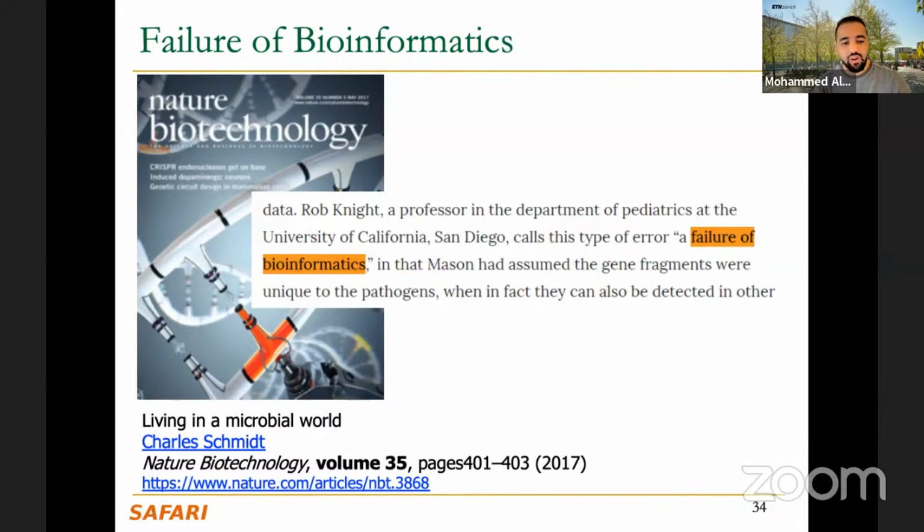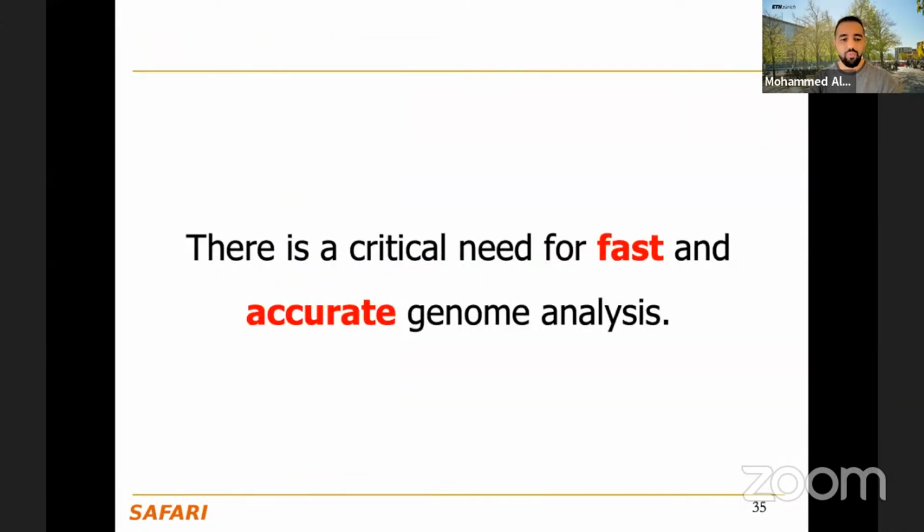However, I don't think this is a failure of bioinformatics. It's just a failure of the tool that was used for the analysis, because these days we have way more advanced tools than what we had before. And if we had used them during that time, we would not have gotten the same results as what they got. So this raised the importance of having an accurate tool rather than just focusing on speedup. We don't want just a very fast tool, but a fast and accurate tool. And there is a critical need for fast and accurate genome analysis in general, regardless of whether you are analyzing a bacteria or a disease or whatever the purpose. Normally the accuracy is an important factor.